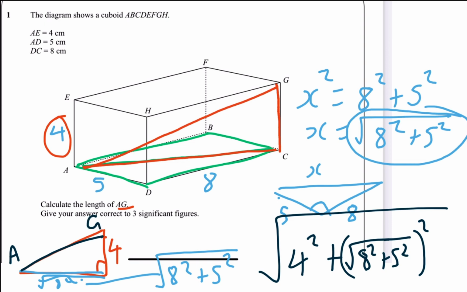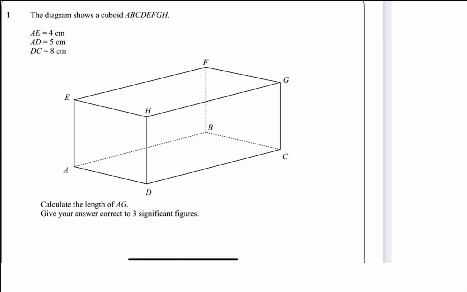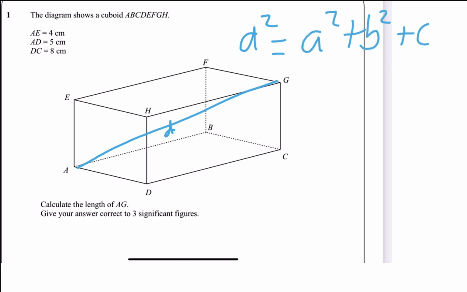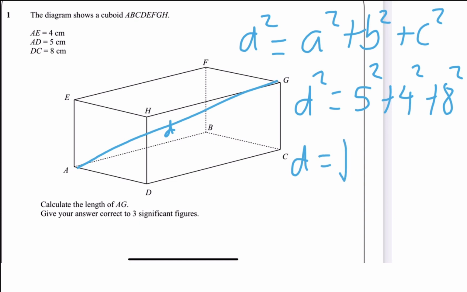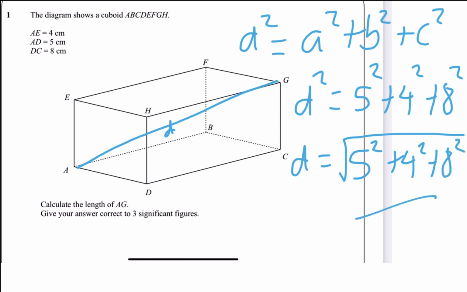You can also, because you're using a double Pythagoras here to make it a 3D Pythagoras, say that to get from A to G, let's call that length D here. To work out what D square is, you can say that it is A square plus B square plus C square, because you're using 3 different lengths. So D square is equal to 5 square plus 4 square plus 8 square. And to work out the diagonal going from A to G, D equals the square root of 5 square plus 4 square plus 8 square. And you should get the same answer.